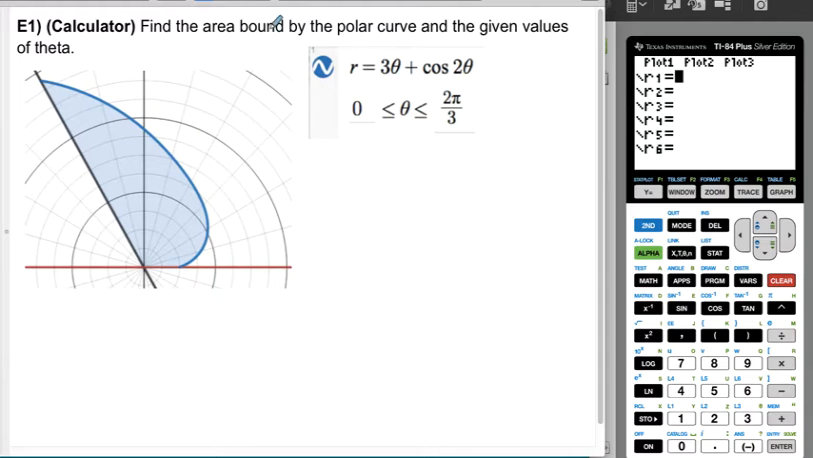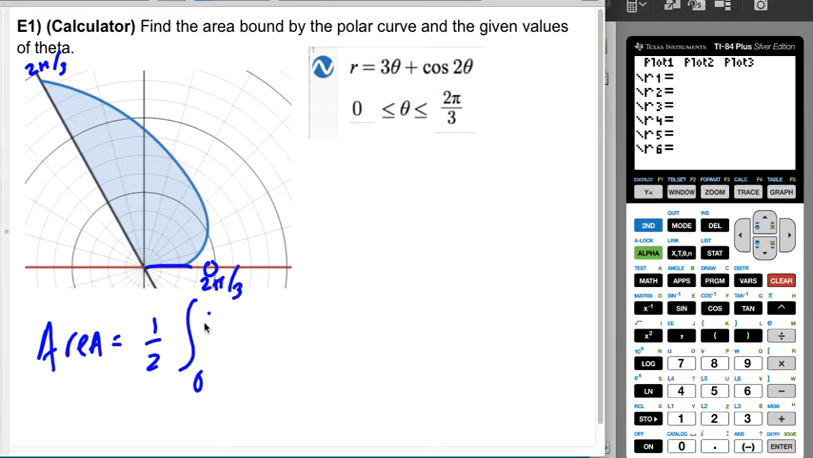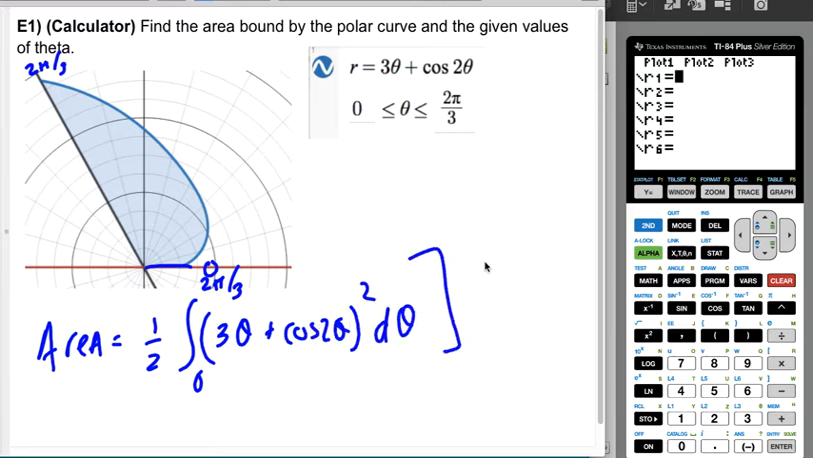We're going to use a calculator to find the area bounded by the polar curve in this given window. So that's my window. I'm starting at an angle of 0 and going to an angle of 2 pi over 3. My job is really 100% just to write the formula that I have memorized. This area should be 1/2 the integral from 0 to 2 pi over 3 of r of theta, which is this thing, quantity squared, with respect to theta. This is the part that is my job, and then the rest is my calculator's job.